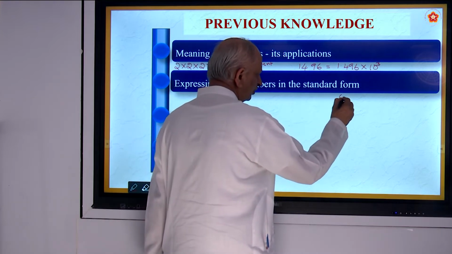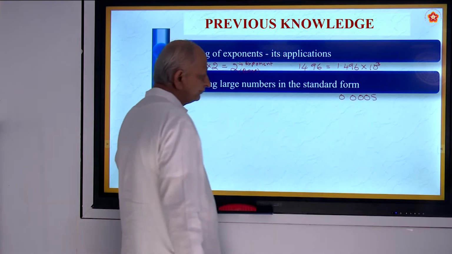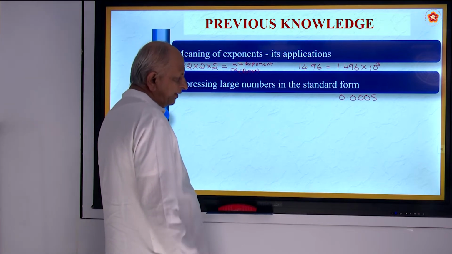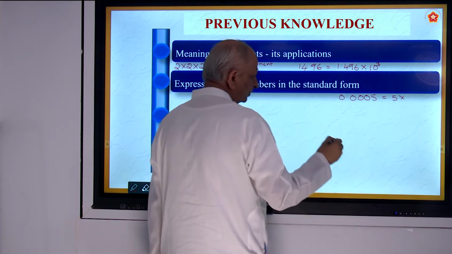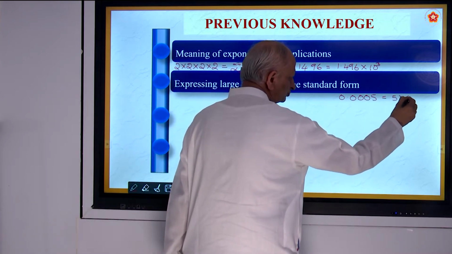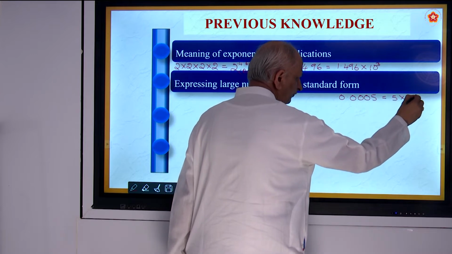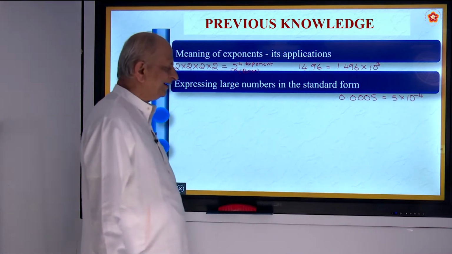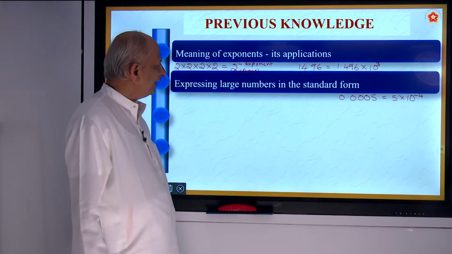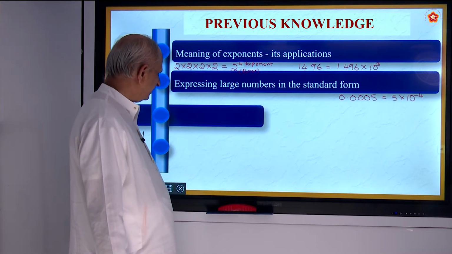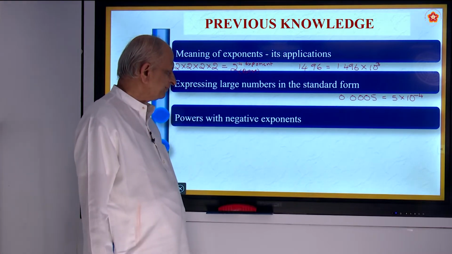Suppose you have 0.0005. How to write in standard form? That is 5 into, come on, 10 to the power of how many places? 1, 2, 3, 4, minus 4. That is called standard form. So that is another advantage of the exponents. Okay. And also we have seen the powers with negative exponents.